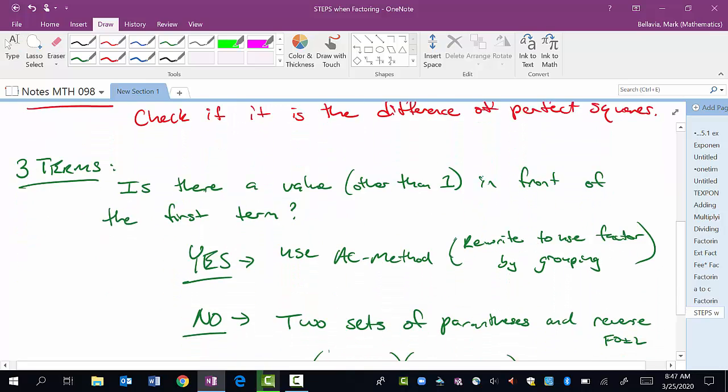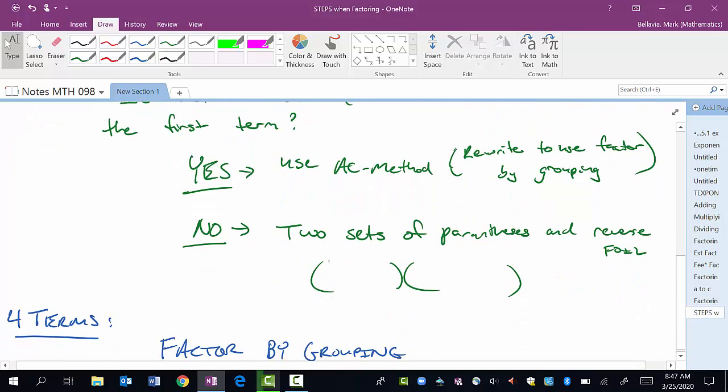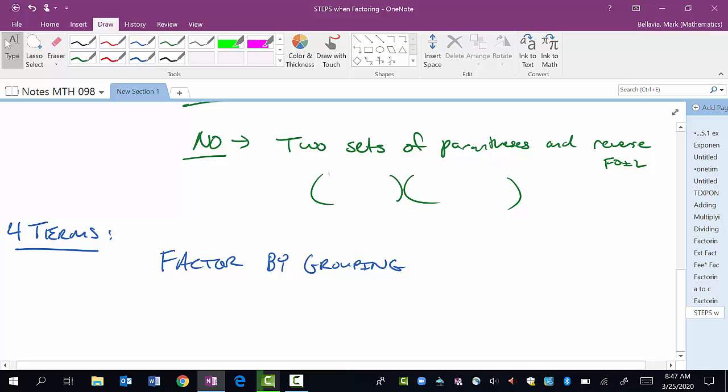If there's 3 terms, you want to ask yourself, do I see a value in front of my x squared term, my leading term? If I do see a value other than 1, you want to try the AC method or trial and error. If you don't see a value, meaning it just starts with some sort of variable squared, like x squared, then you can use 2 sets of parentheses right away and reverse FOIL based on what multiplies to the last term and adds to the middle. And then if you see 4 terms, that tells you to try factoring by grouping.